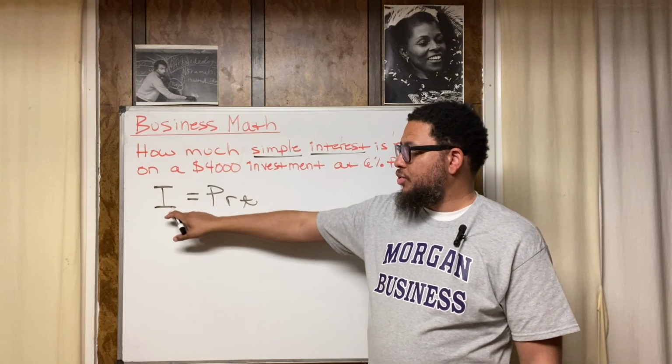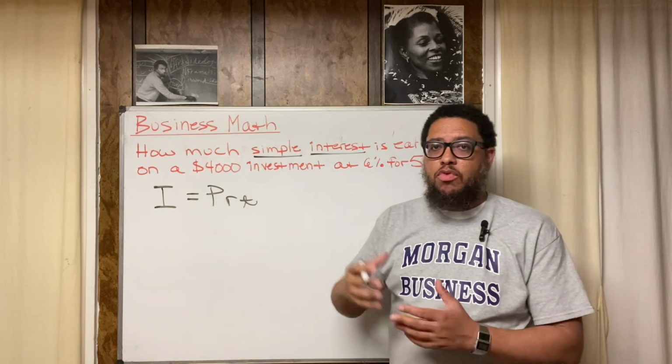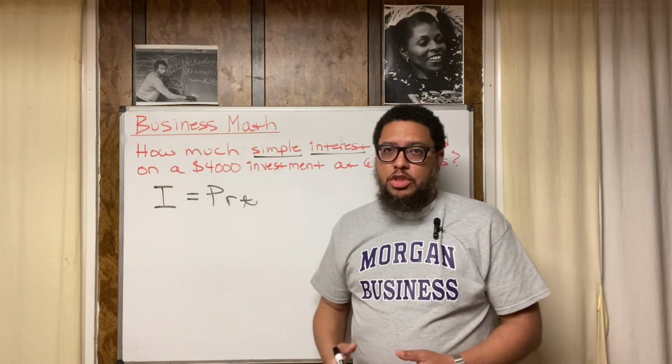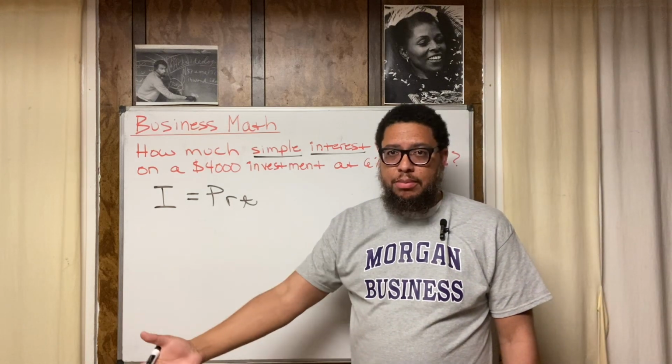So I stands for interest. That's what we're going to figure out. P stands for principal. Principal is the original amount of money you put up. Like let's say you're trying to flip some money. How much money you putting up in the first place? That's your principal, right? Principal is the money that you try to flip, right?